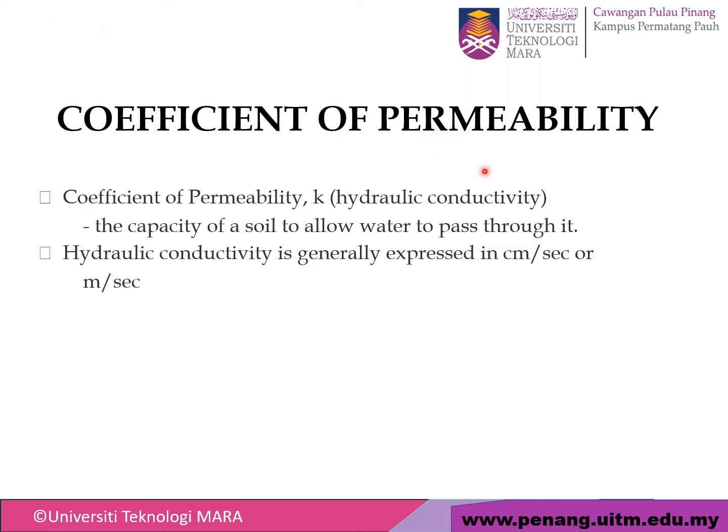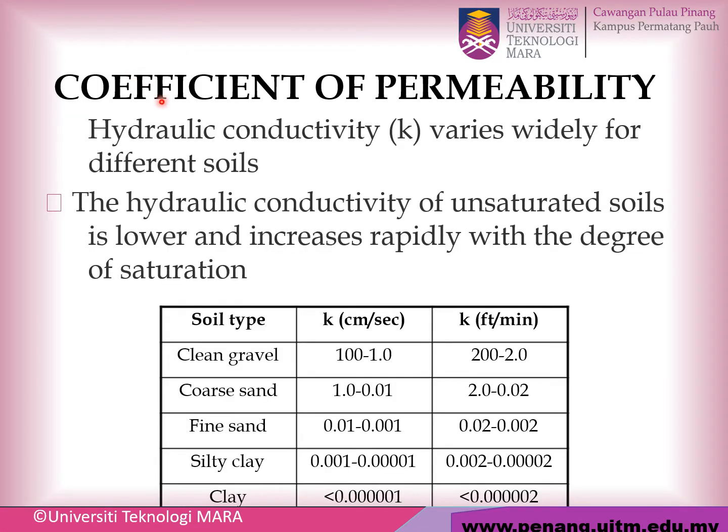Alright, the coefficient of permeability K, which we call the hydraulic conductivity, is the capacity of the soil to allow water to pass through it. Hydraulic conductivity is generally expressed in centimeters per second or meters per second. Coefficient of permeability or hydraulic conductivity K varies widely for different soils. The hydraulic conductivity of unsaturated soil is lower and increases rapidly with the degree of saturation.